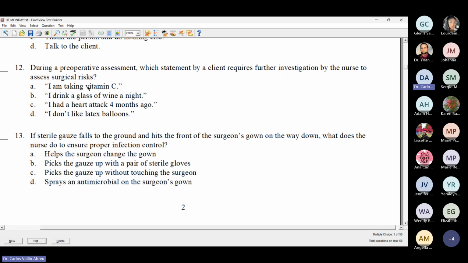I'm taking vitamin C, no problem. Vitamin C doesn't interfere with the surgery. On the contrary, it favors healing. I drink a glass. A is singular, used for singular, one glass of wine a night. It is okay. If it is a male, it doesn't say the gender. It is a male, it's half the recommended dose. If it is a woman, it's the recommended dosage. So no problem with that.